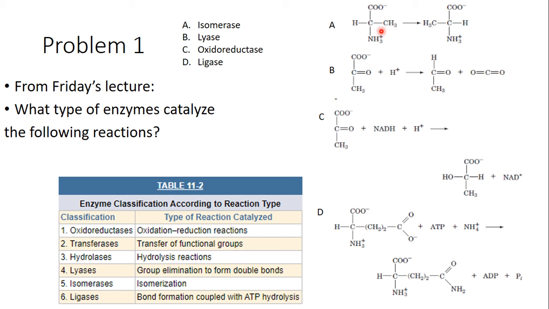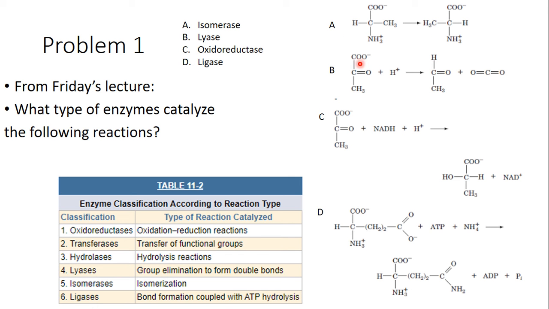So in A, we have a CH3 group and a chiral carbon, and we're changing the chirality of this carbon by having this CH3 group move on to the other side. That is just an isomerization reaction. We're not changing any of the molecules, we're just changing how they're bonded.